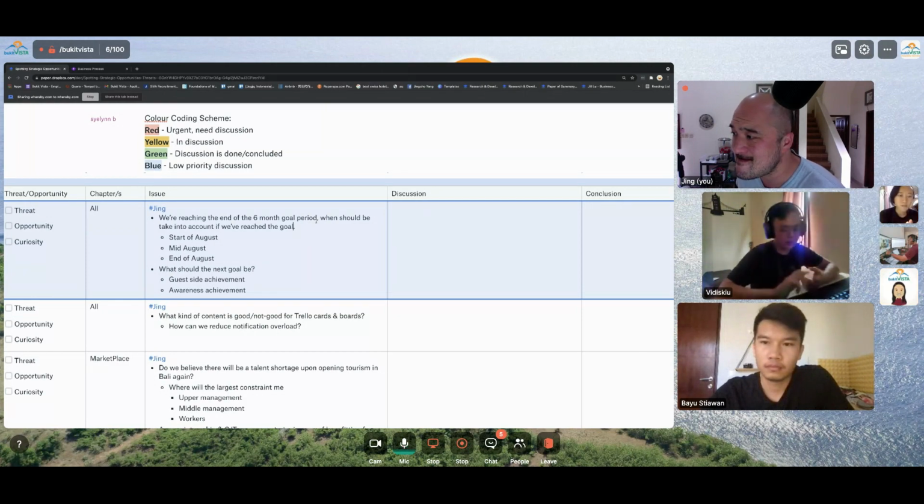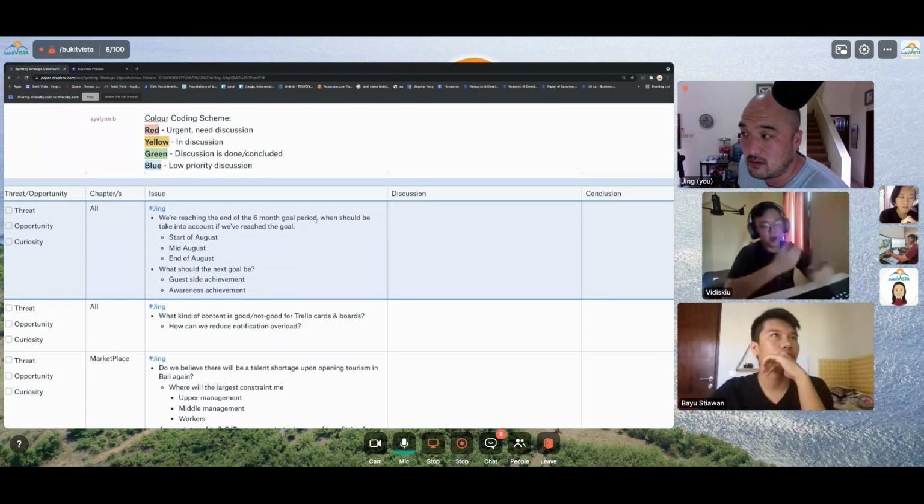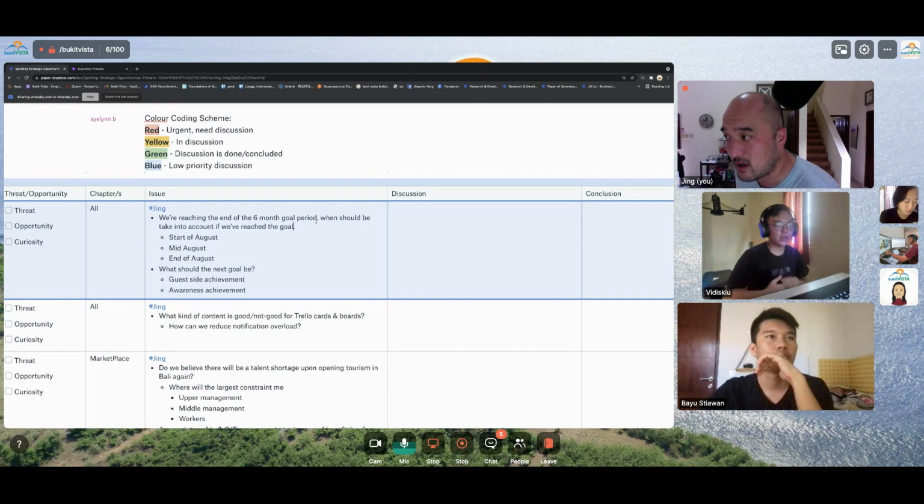End of March to August: March, April, May, June, July, August. Yes, beginning of September, but we have to have the discussion starting from August for the next goal. So the discussion should start from August, but then we will start on September. I see. Okay. So we have until the end of August to reach our current goal. Yes. So the decision should be made by the end of August.